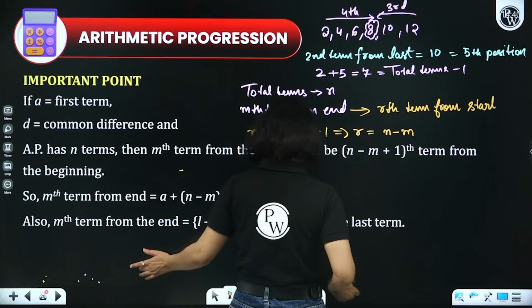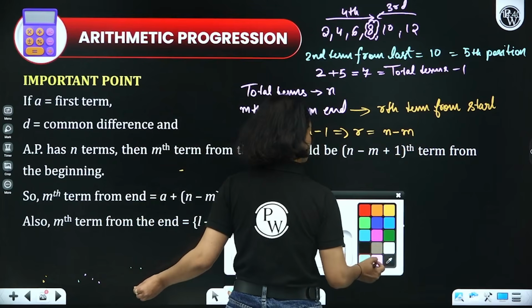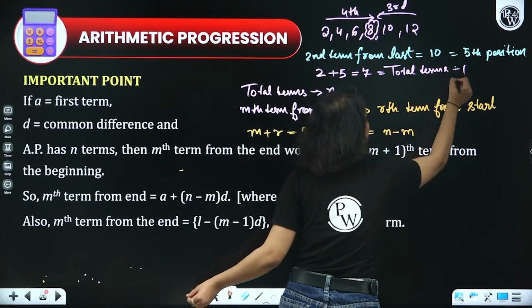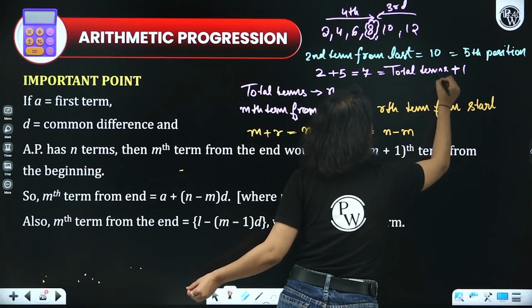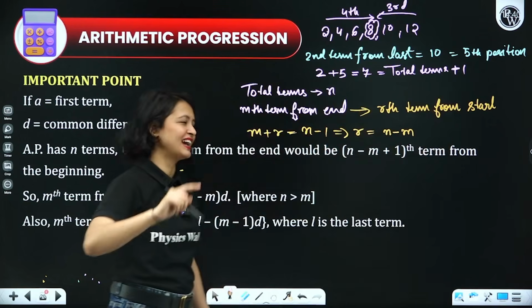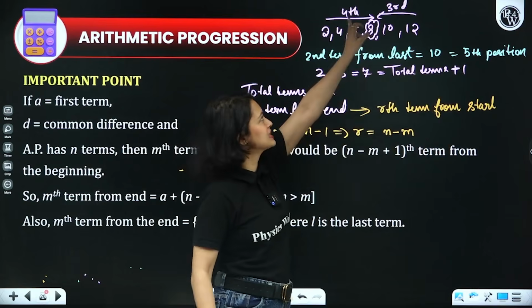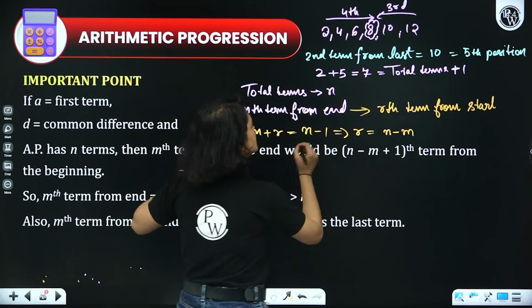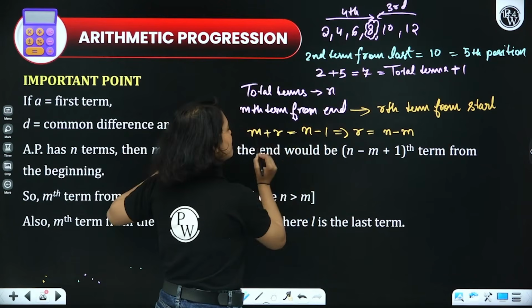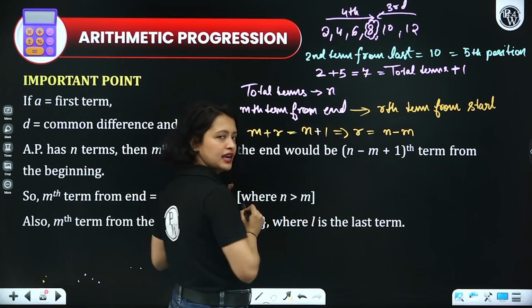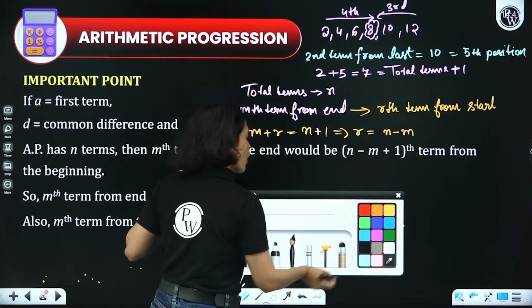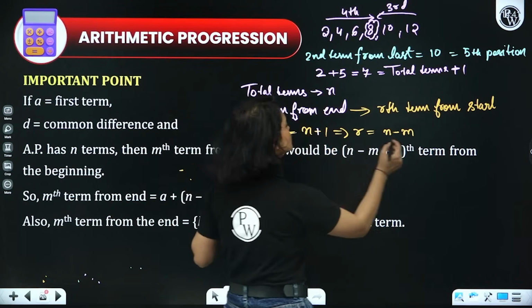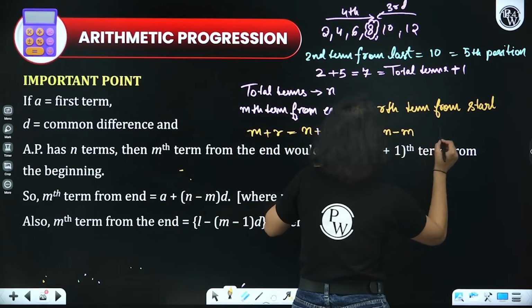This would be total terms plus 1. Why did I write it wrong? This would be total terms plus 1. My fault, guys, my fault. टोटल टर्म्स +1, ठीक है. अब ठीक है, हाँ 7 इज टोटल टर्म्स 6 + 1 ना, हाँ ठीक है. So now I know that m plus r would be n plus 1, right? So from here I can say that r is equal to n minus m plus 1.